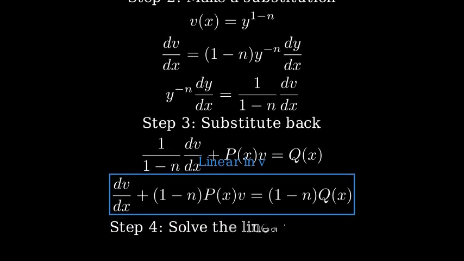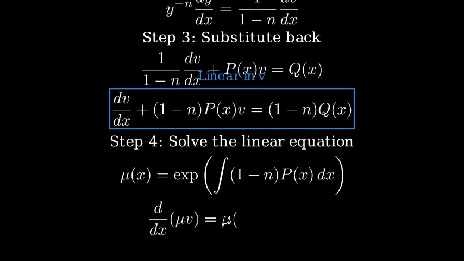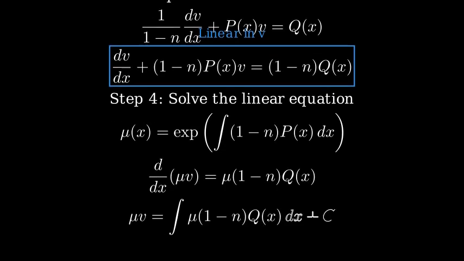Step 4. Now we can solve this linear equation using the integrating factor method. The integrating factor is mu equals e to the power of the integral of 1 minus n times p of x dx. Using the product rule, we write d/dx of mu times v equals mu times 1 minus n times q of x. Then integrate both sides to find mu v, and solve for v of x.